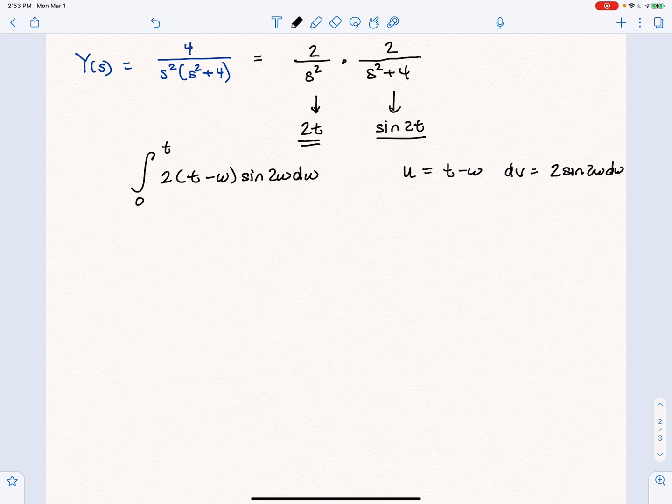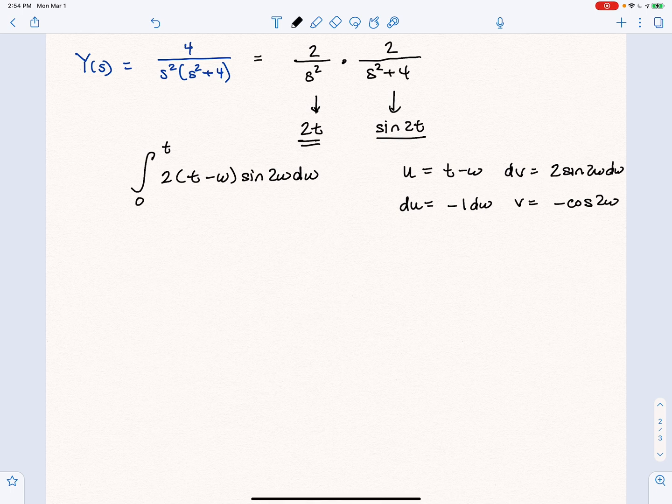Kind of thinking a step ahead, I know when I take the antiderivative of sine 2w, I'm going to end up with an extra half. So if that 2 is there, that'll absorb it. So that means that du is equal to negative 1 dw. Remember, differentiating with respect to w. And integrating with respect to w over here gives me negative cosine of 2w.